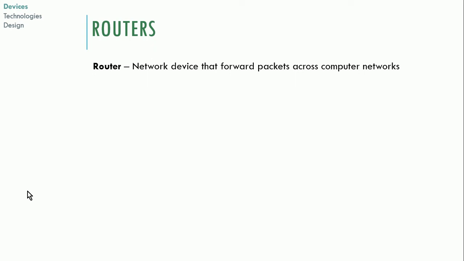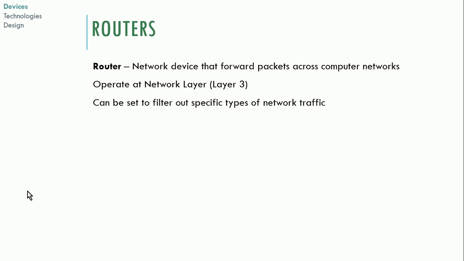So it's a much more complicated device. It certainly does a lot more than a switch. They operate at network layer 3. I should say at layer 3 of the TCP/IP model, which is the network layer. They can be set to filter specific types of network traffic. So here we start to see a lot more of the security features that some of these devices might have. We really start to get a feel for that with routers.